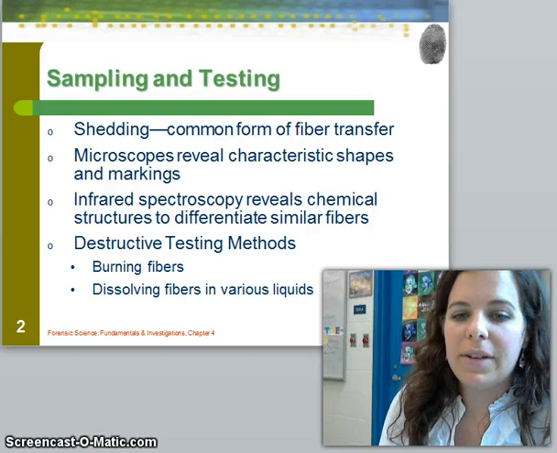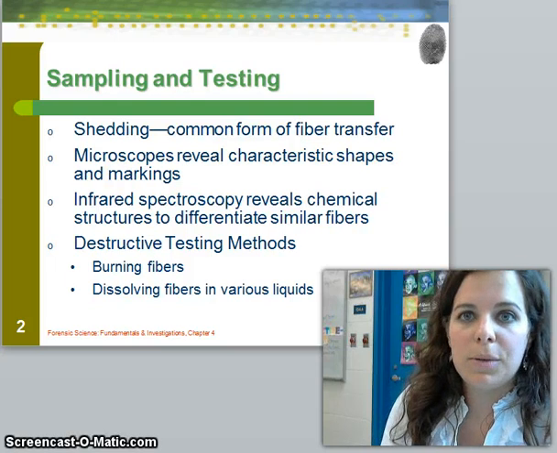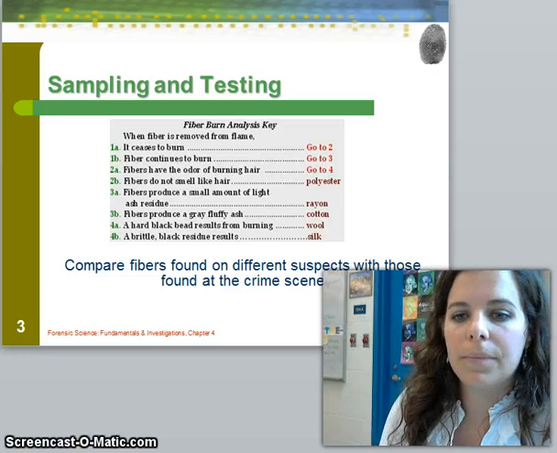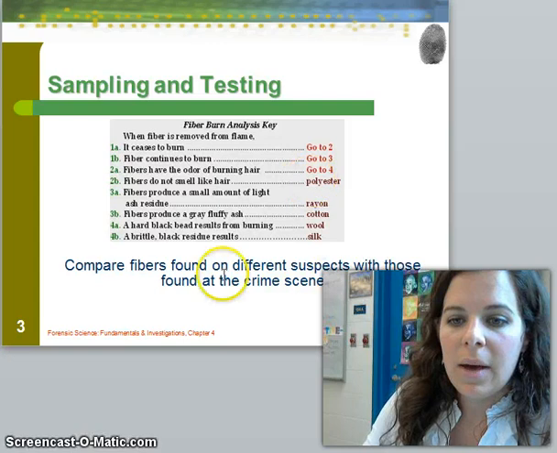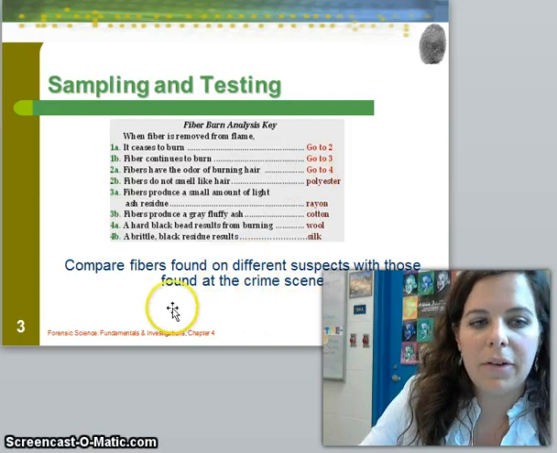You can also use destructive testing methods to test for different fibers. You can burn them. You can also try to dissolve them in different liquids. And we'll actually be doing that next class. So you might have a burn analysis key, and you'll compare the fibers found on different suspects to those found at the crime scene.